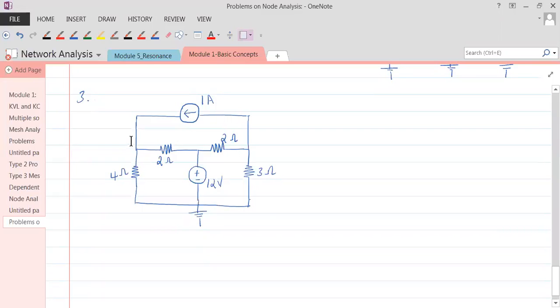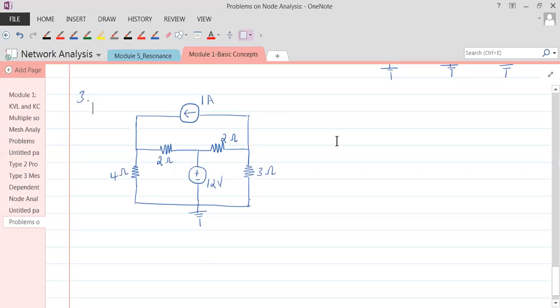So this is 1, 2, 3. So this is one node. 1, 2, 3. This is one node. 1, 2, 3. So three branches are coming together at these points. So I can say these are our nodes. There are 3 nodes now. Everybody is okay with that? There are 3 nodes. What they have asked us to find out is this.